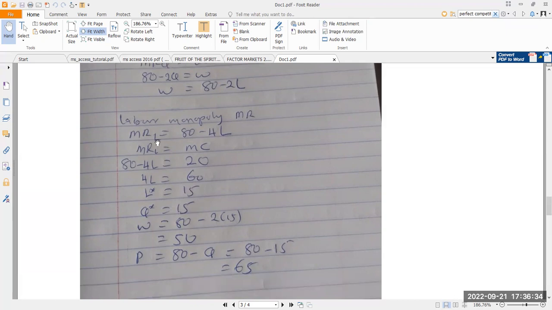If you want to find wage, wage is equal to 80 minus 2L. If you put your 15 here, then we'll have 80 minus 2 times 15, which is 30. That should give us what? 50. Now wage is 50. Q is 15. L is 15. How do we find price? You go back to the demand function. Price is equal to 80 minus Q. So 80 minus 15 will give us what?